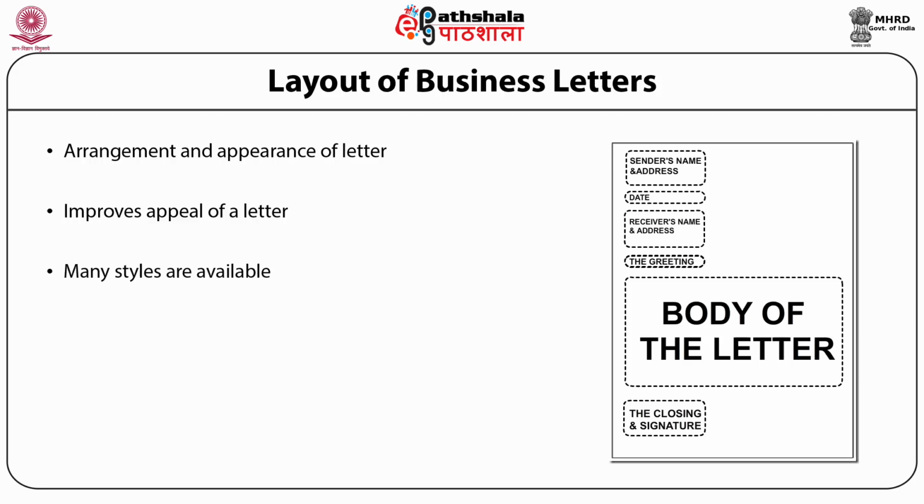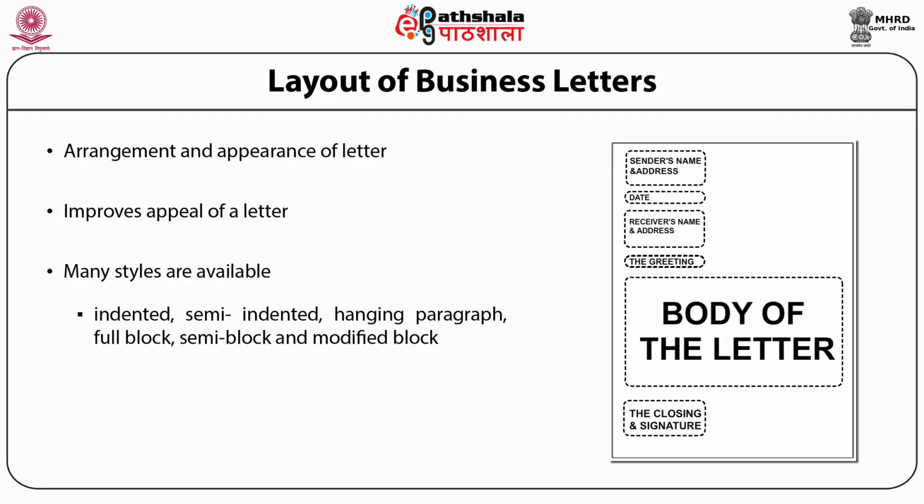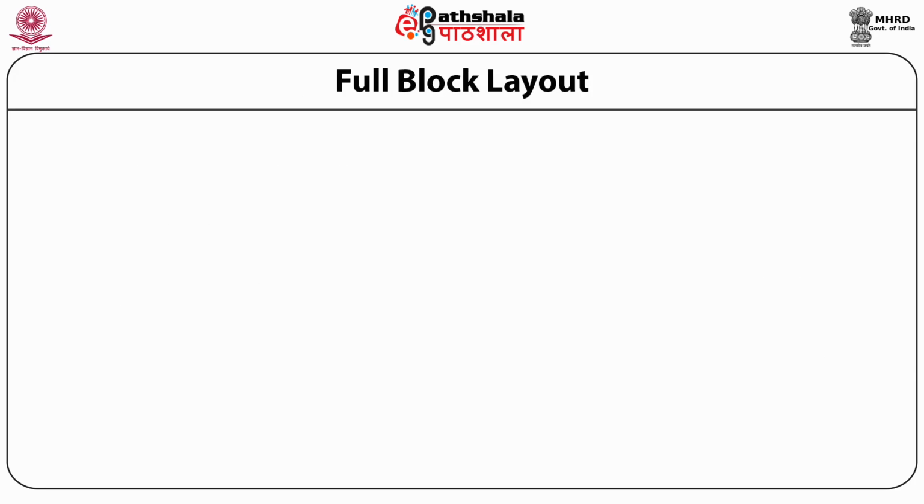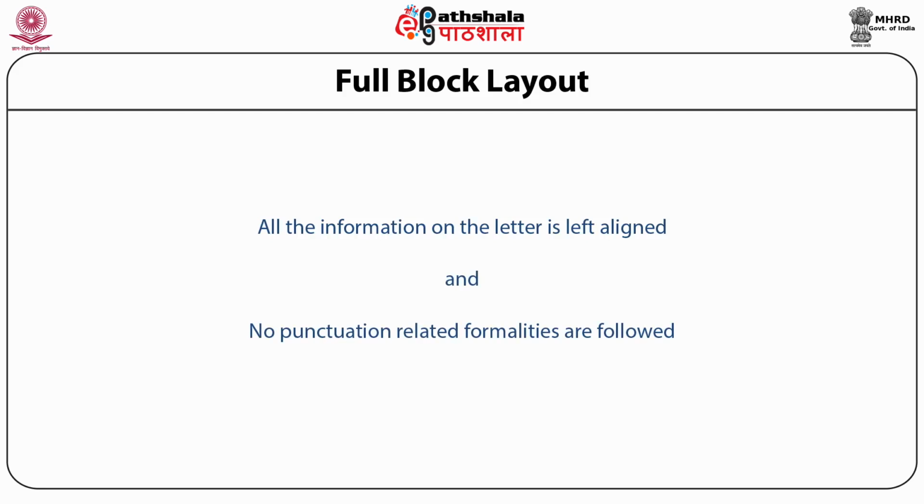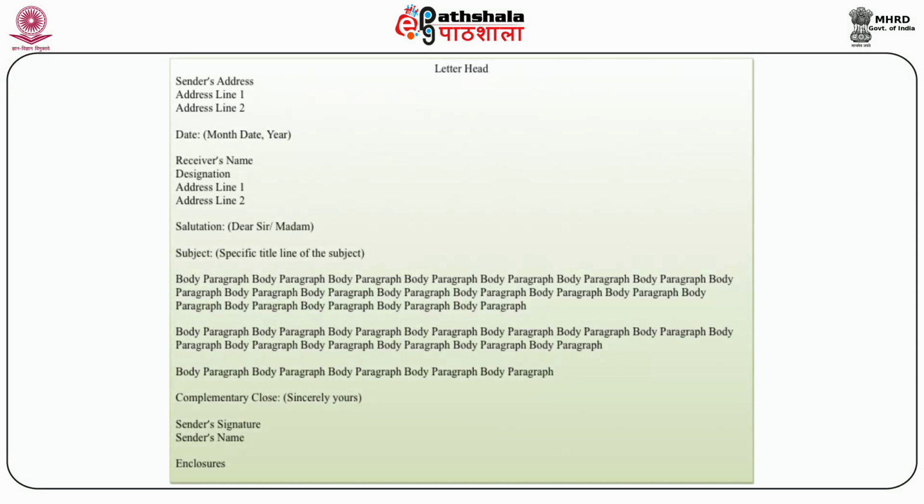A few of the accepted letter layouts are indented, semi-indented, hanging paragraph, full block, semi-block, and modified block styles. On the basis of popularity, full block and modified block styles of layout are widely accepted. The characteristics of a full block layout are that all the information on the letter is left aligned and no punctuation related formalities are followed. Let's look at a sample and an example of full block layout.